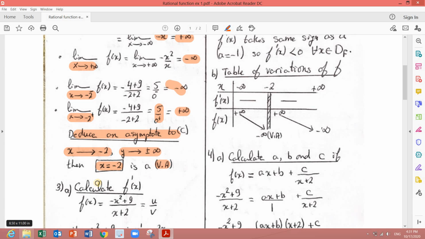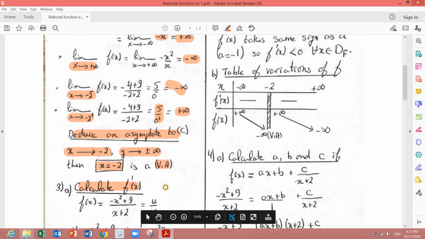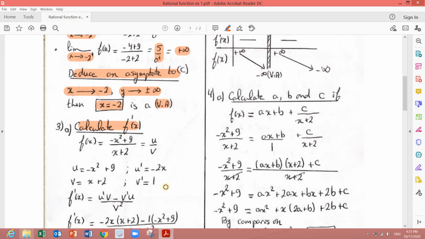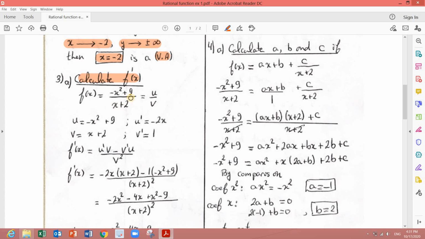3. Part A. Calculate the derivative f prime x. We are going to determine the derivative f prime x. We have f(x) of the form of a ratio u over v. f(x) is u over v. u equals minus x squared plus 9.